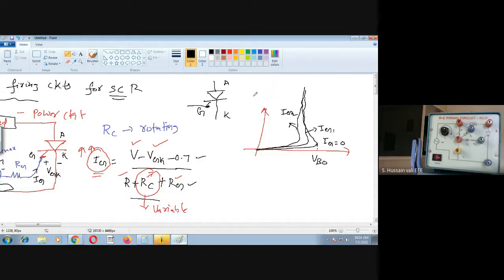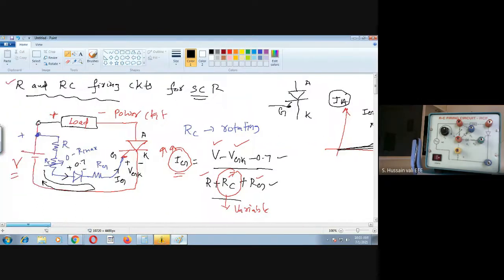So these are the SCR characteristics. This is IA, the anode current. This is VAK, the anode to cathode voltage. So this voltage is fixed here. Now this IA value depends upon IG. This is the operation of SCR. I hope you know this already. IG2 is greater than IG1. So by increasing the value of IG, the graph moves to the left side. It means it is turning on early.